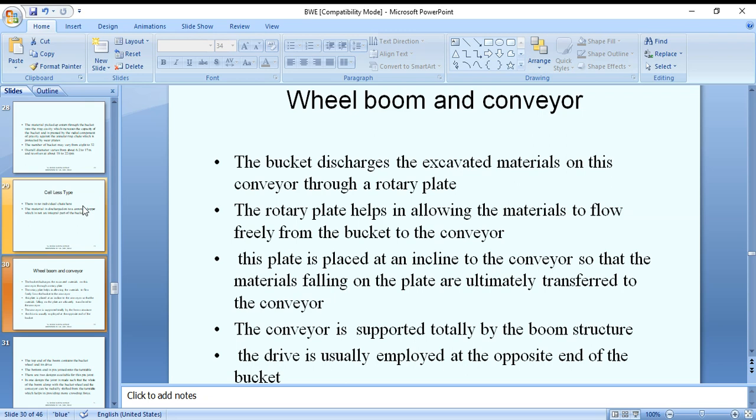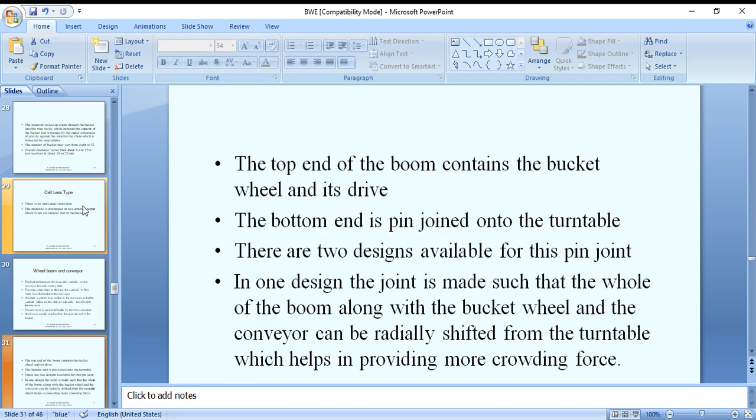The drive is usually employed at the opposite end of the bucket. The top end of the boom contains the bucket wheel and its drive. The bottom end is a pin joint on the turntable. There are two designs available for this pin joint. In one design, the joint is made such that the whole of the boom along with the bucket wheel and the conveyor can be readily shifted from the turntable, which helps in providing more crowding force.